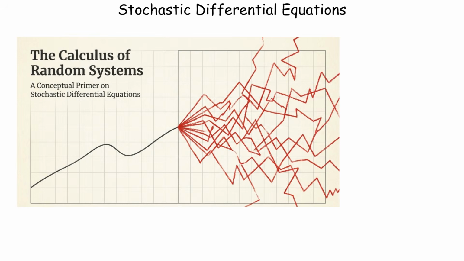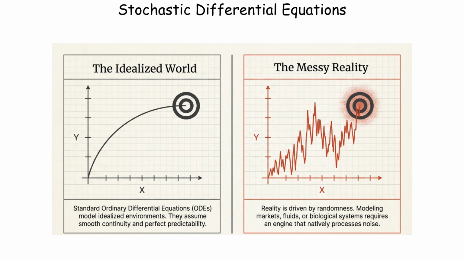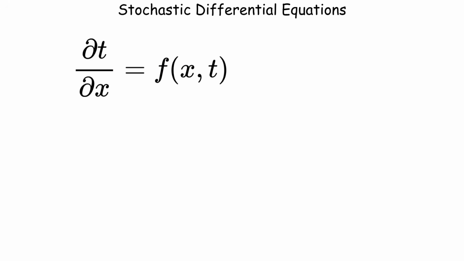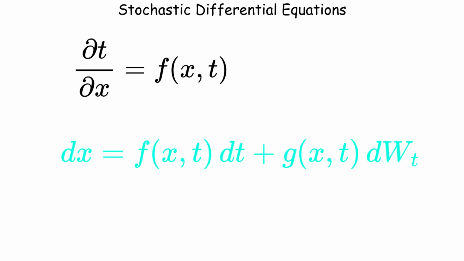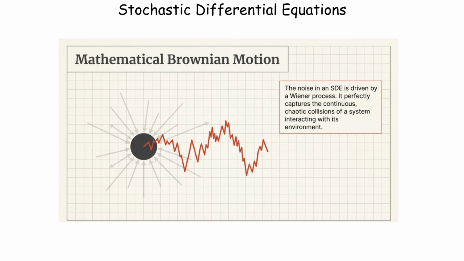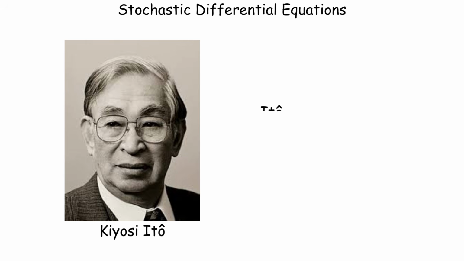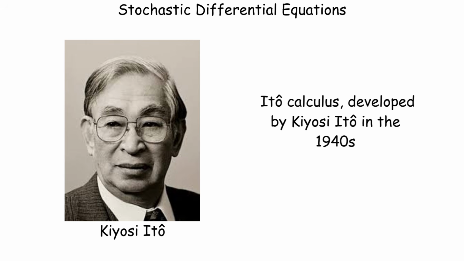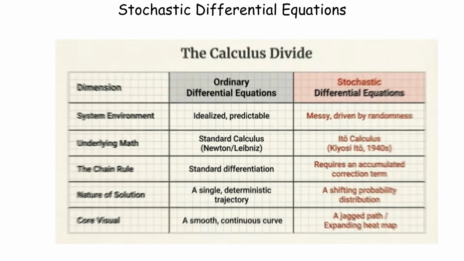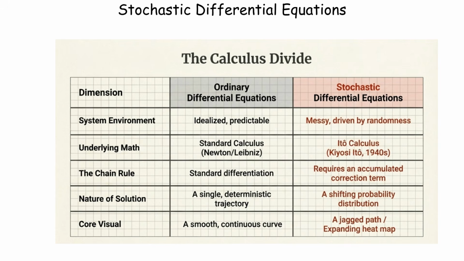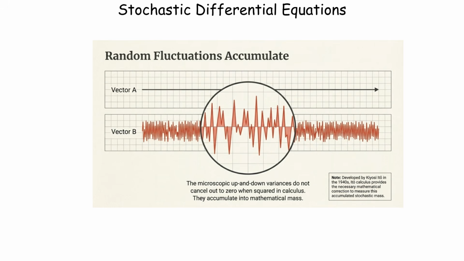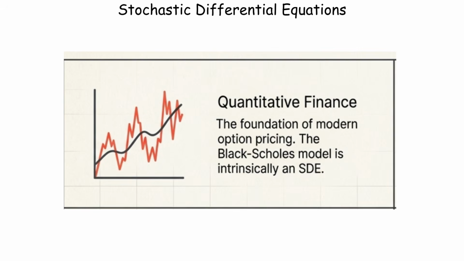Stochastic differential equations model systems driven by randomness. They extend ordinary differential equations by adding a noise term, typically a Wiener process, which is mathematical Brownian motion. The resulting equations require an entirely new calculus developed by Japanese mathematician Kiyoshi Itô in the 1940s. In Itô calculus, even the chain rule gains an extra correction term because random fluctuations accumulate in a way that ordinary calculus cannot handle. SDEs are the foundation of quantitative finance.